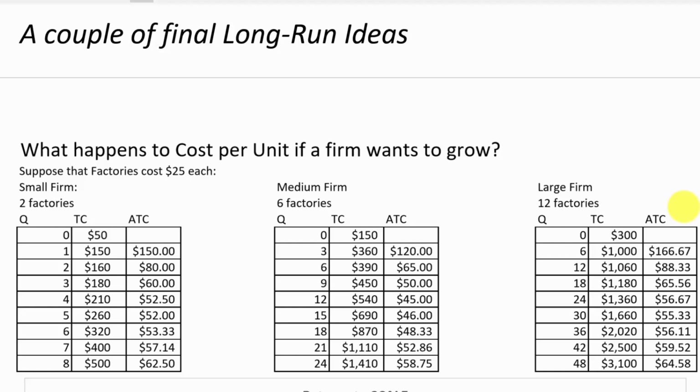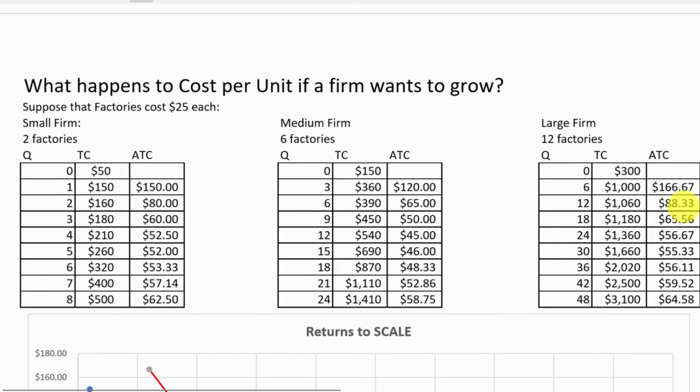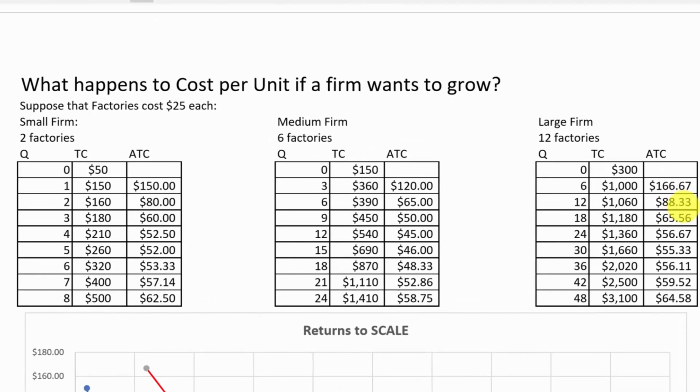So the first long-run idea I want to talk about today is what happens if a firm wants to grow larger. In particular, we want to focus on what are the possibilities for what could happen to the cost per unit, or the average total cost. So let's just look at an example of some numbers I made up.